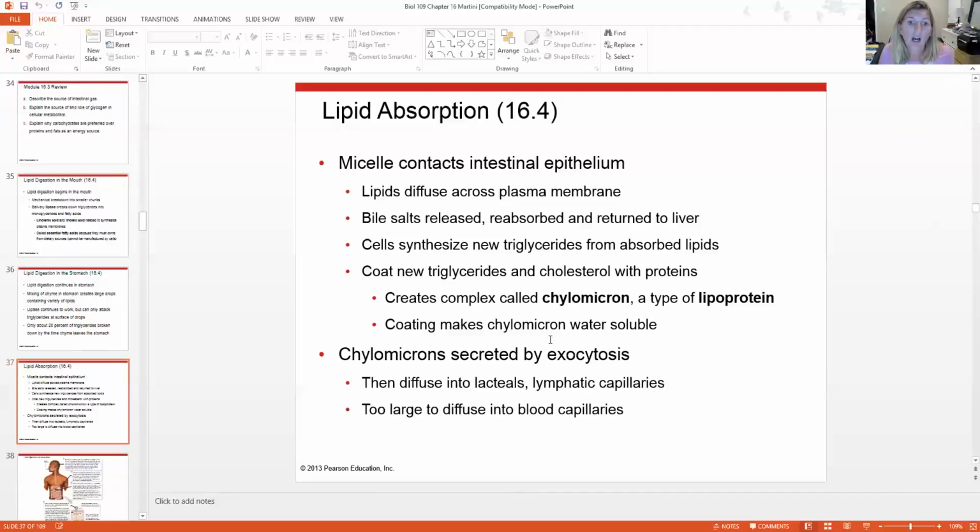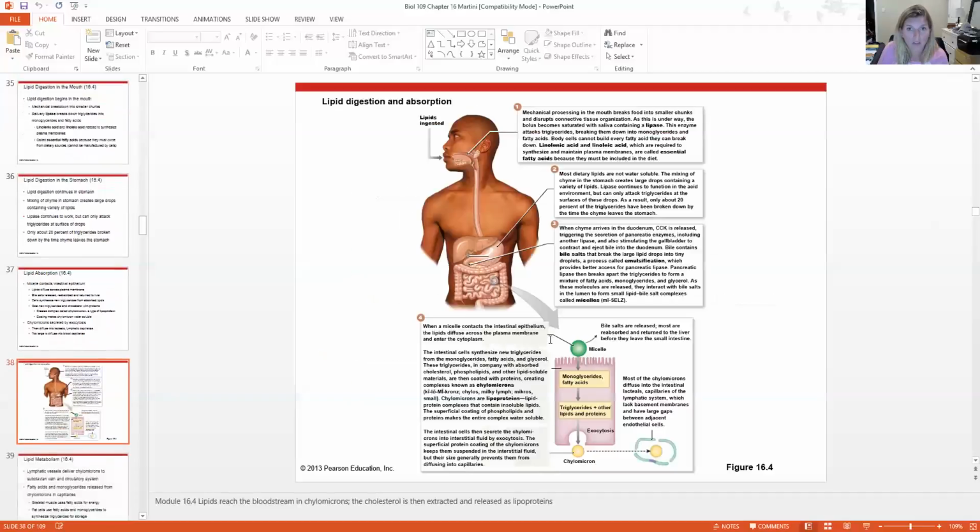whatever they need. New triglycerides and cholesterol are basically coated with proteins, and they're called a chylomicron, which is a type of lipoprotein. A chylomicron is water soluble, so they can float around the blood without needing a transport protein. Chylomicrons are secreted through a process of exocytosis into the lacteals and lymphatic capillaries, and then they will eventually meet up with the venous circulation.